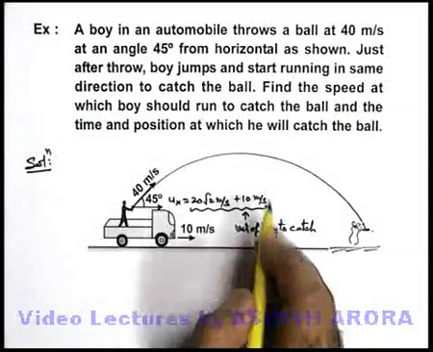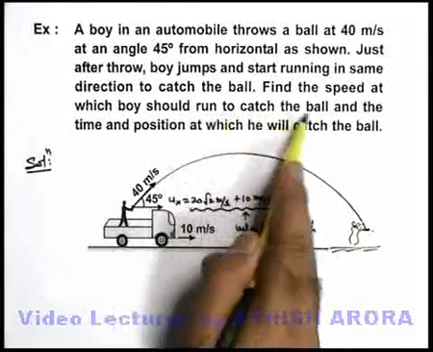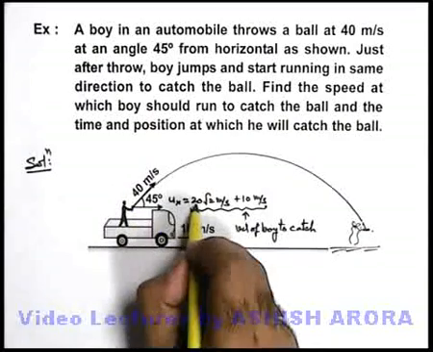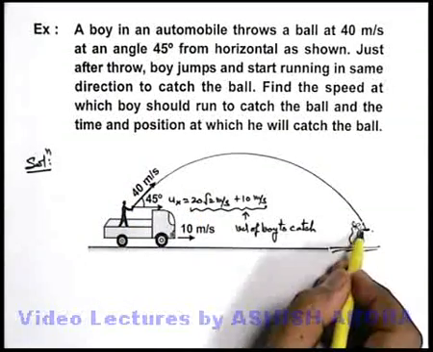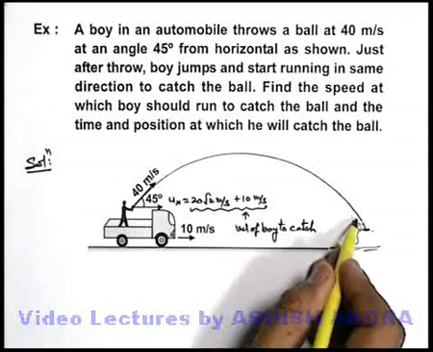So this should be the answer to the first part, which asked for the speed at which the boy should run to catch the ball. The boy should run with the same horizontal speed with which the ball would be moving, so that he'll be able to travel the same distance in the horizontal direction which was covered by the ball in the same time.